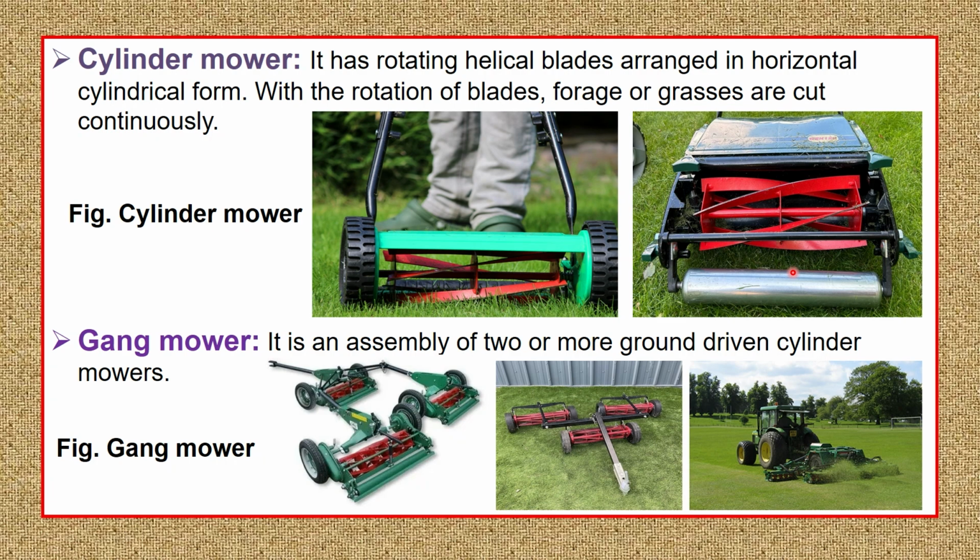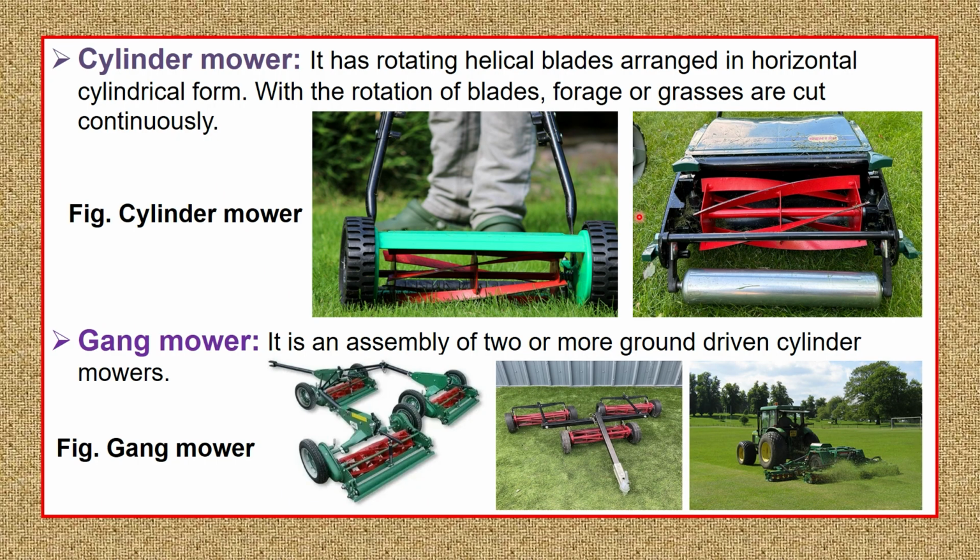So it has helical blades arranged in horizontal cylindrical form. With the rotation of the blades, the forage or grasses will be cut continuously as long as this rotor is rotating. The drive will be given with the help of an electric motor, or from an IC engine, or from any other means. It must rotate at a certain speed, at a certain RPM, then only can it cut the grasses or forages. And this type of cylindrical mower is quite common in gardens for maintaining lawns.